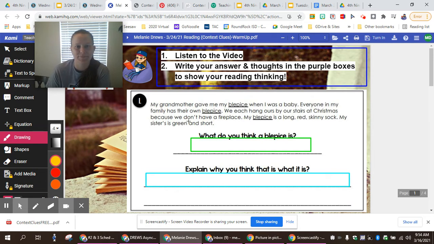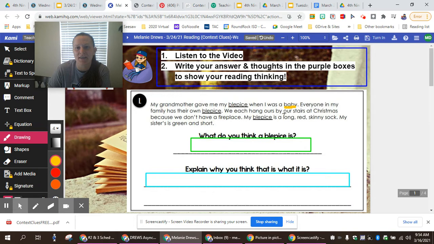The made up word. My grandmother gave me my plebice when I was a baby. Oh, I think that's going to be important. It's something that she gave her when she was a baby. I'm going to underline that. Everyone in my family has their own blebice. Okay, so I'm thinking like something with a baby, like a blanket or a rattle. Everybody gets one. I don't know yet. I need some more clues.